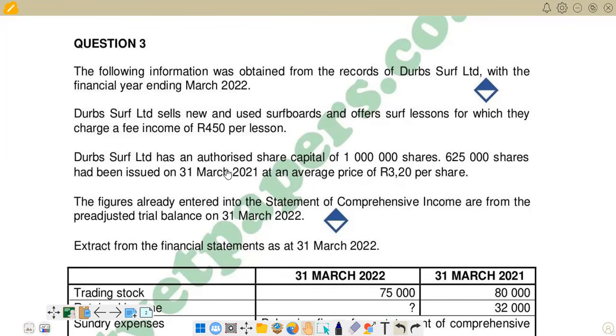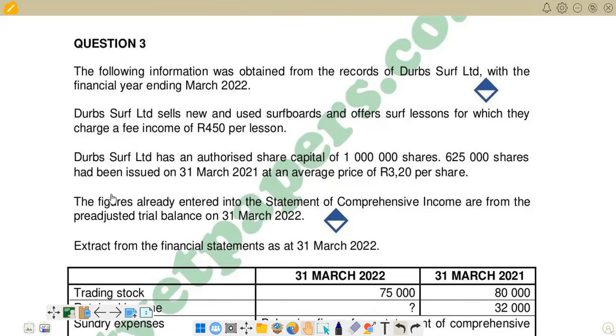And then this is the balance that you are given on 31 March 2021, and you are seeing that the year is ending on March 2022. So this is 2021, so this comes as the opening balance of the ordinary share capital. Then at an average price of 3 rand 20 per share. So this is the average share price, and we know that the average share price is the one that is used whenever we want to make a repurchase. It's very important to take note of the average share price.